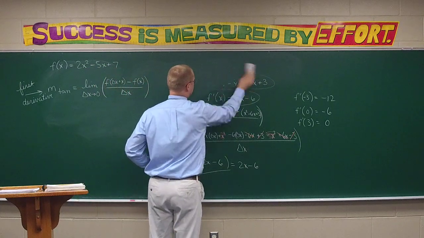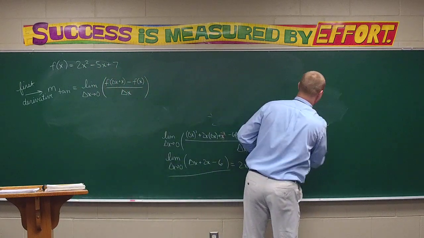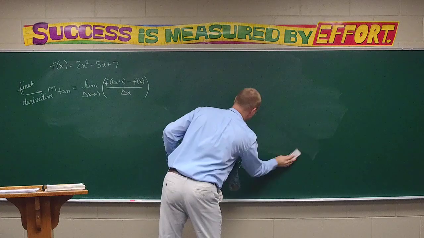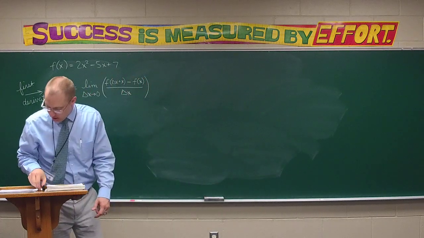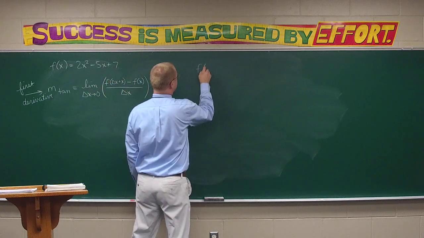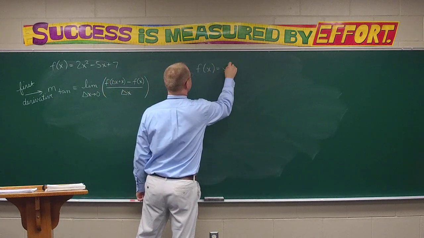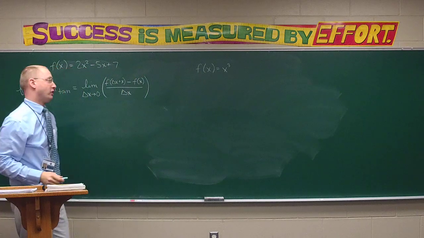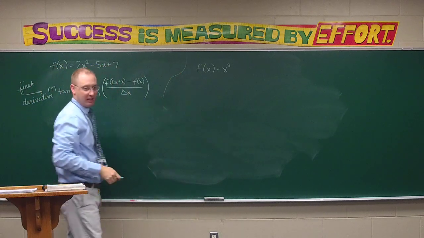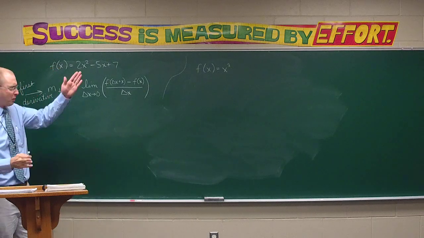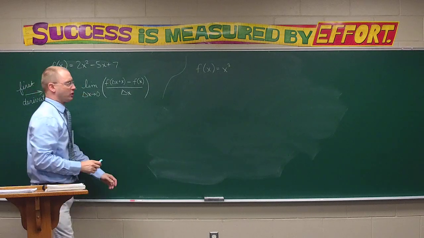So let's do another couple of these together, make sure we've got this process figured out. Let's take f of x equals x cubed, a basic cubic function. Remember, that's the one that's going to do that thing. Kind of like the tangent curve, but a little bit more pronounced in the middle than the tangent curve is.